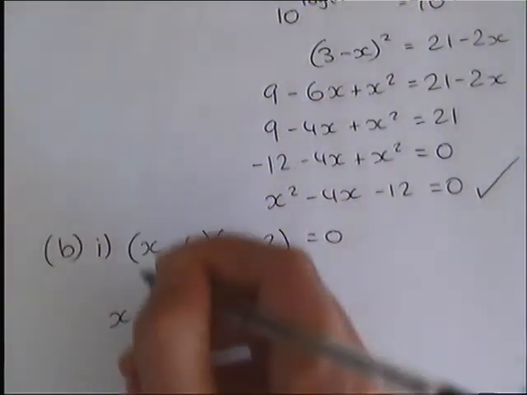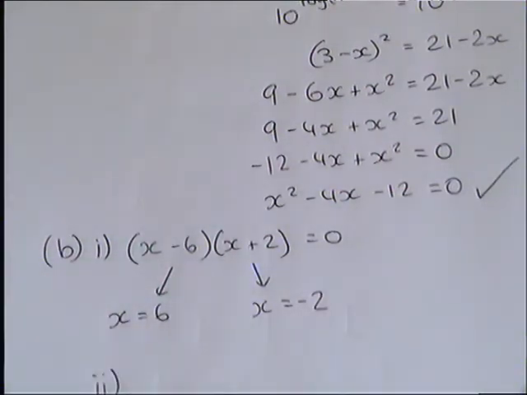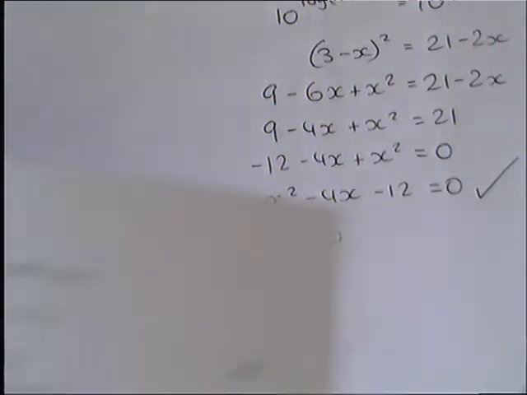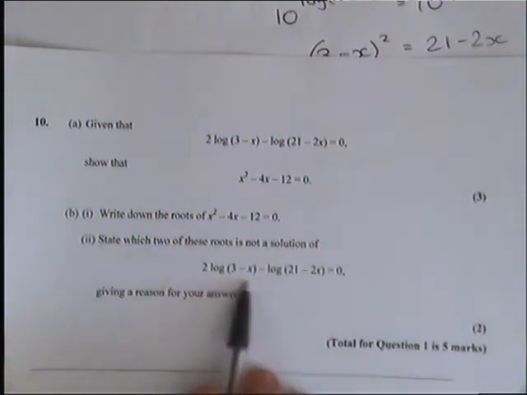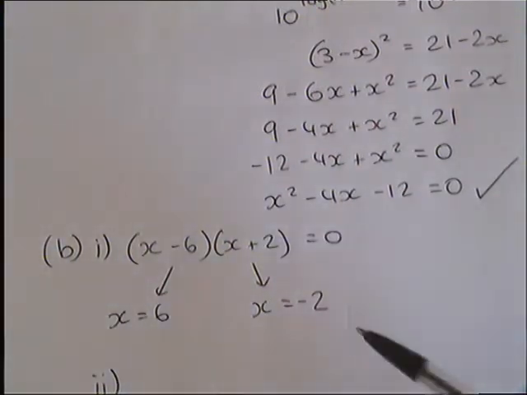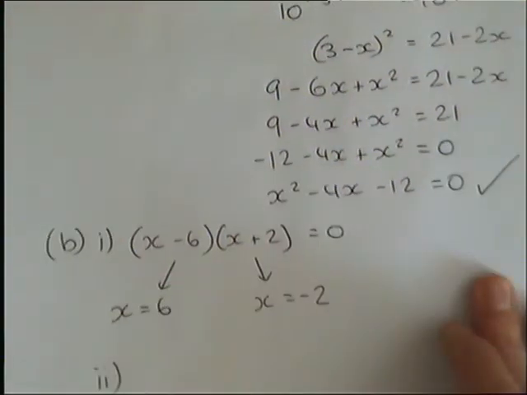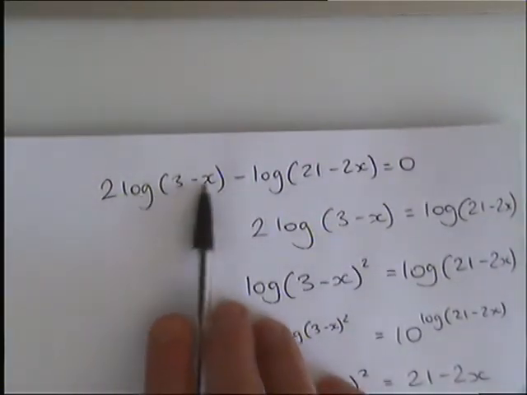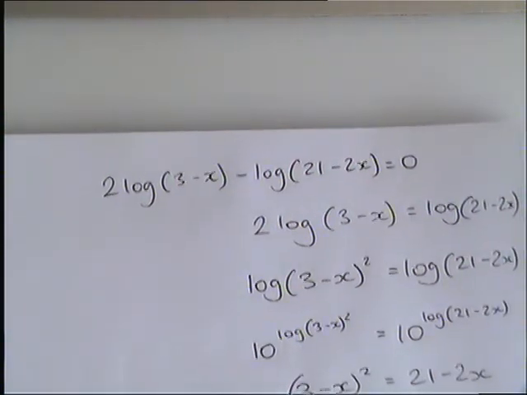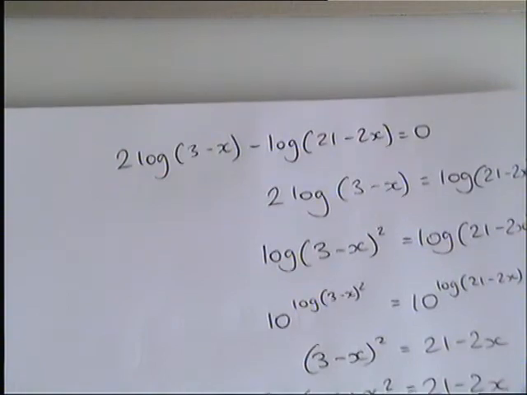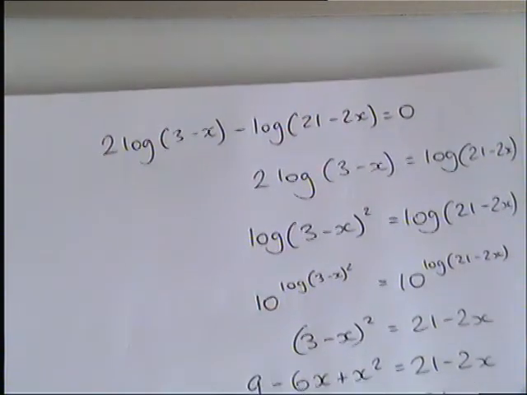And then for the second part of B, it says state which of those two roots is not a solution to the original equation, giving a reason for your answer. So when we look back at the original equation, you have to remember that there is something about logarithms. You can't have the logarithm of a negative number. If you say you can't have a negative log, that's not quite correct. You can't have the log of a negative number.